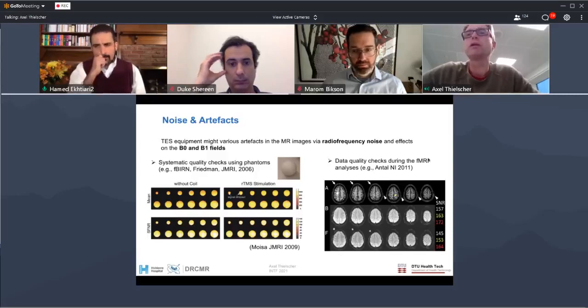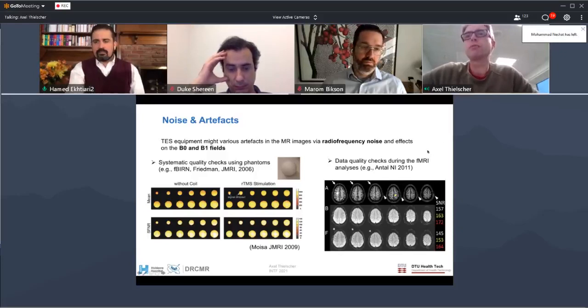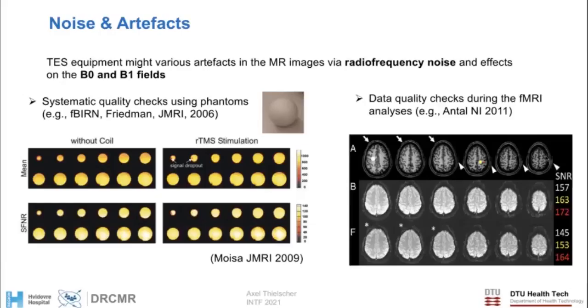Here's just one example, on the right from Antal et al., where the SNR was again extracted from regions of interest, indicated as yellow and red regions, and compared between a case without the equipment and with the equipment. This again is a nice way of ensuring that your recorded data on the subject is not really affected.